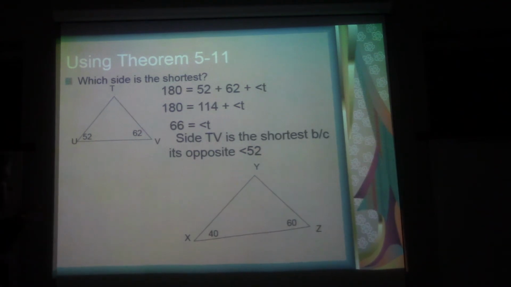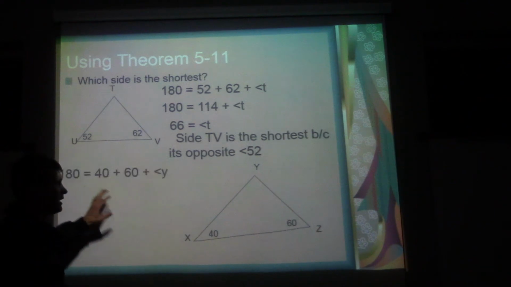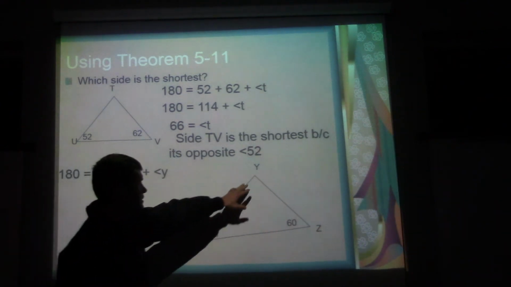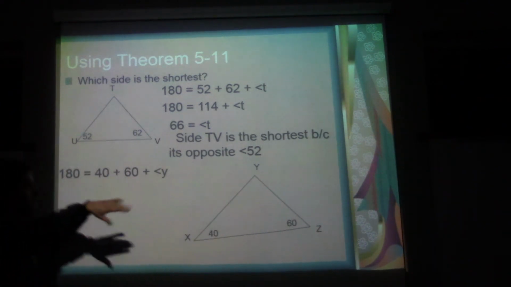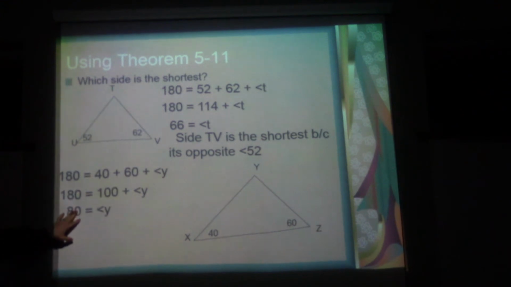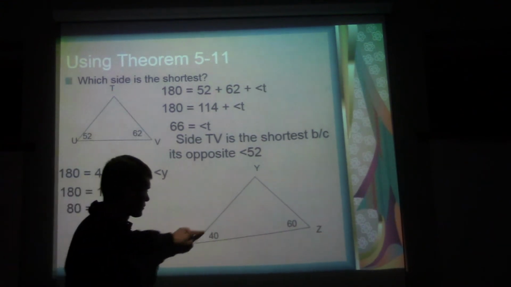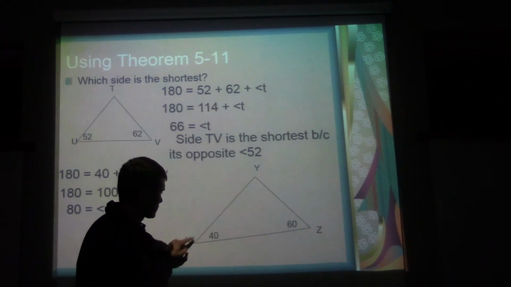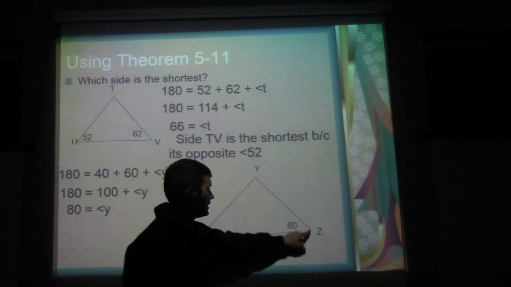Come down here, same thing. Go ahead and solve for angle Y. These 40 plus 60 plus Y should equal 180. So angle Y equals 80 degrees. My smallest angle is angle X. So my shortest side is YZ.